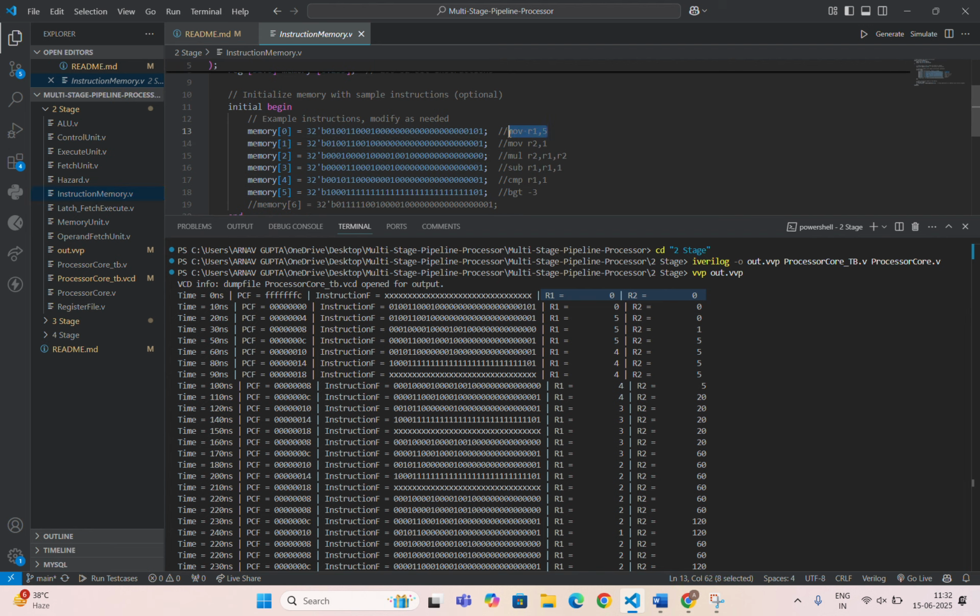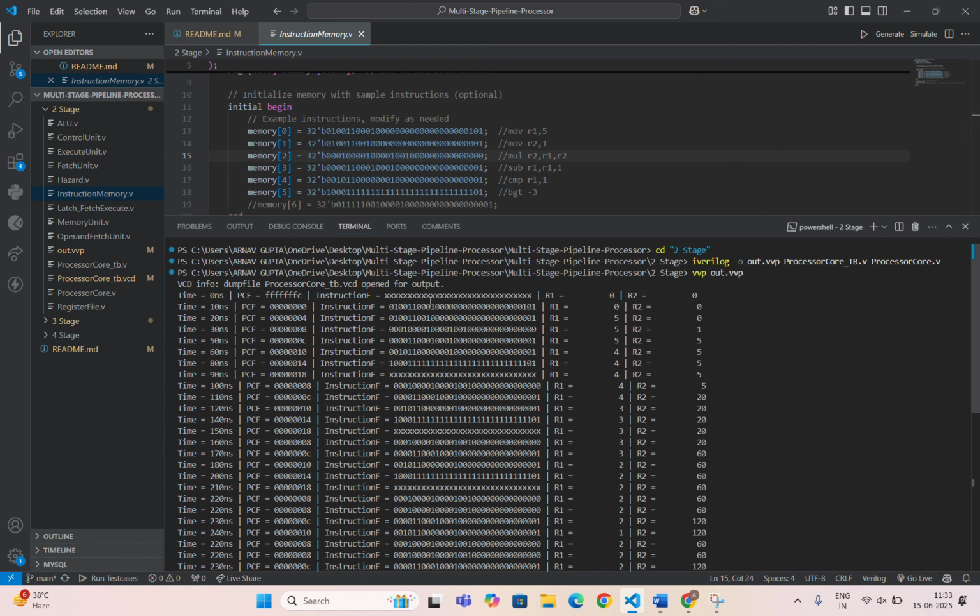Every CPU instruction, like this one, asks us to move the value 5 into register R1. This is encoded in 32-bit binary as this binary representation. The second instruction says R2 has to get the value 1, so move the value 1 into register R2, and this is its binary representation. Similarly, this instruction asks us to multiply R1 and R2 and store the result in R2, and this is the binary representation of the third instruction.